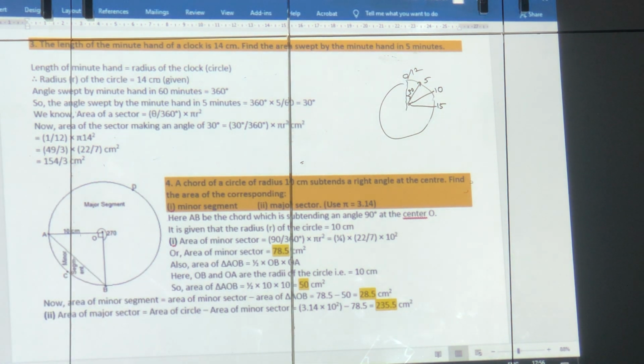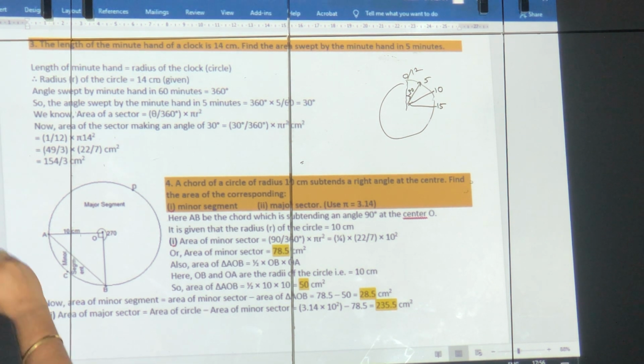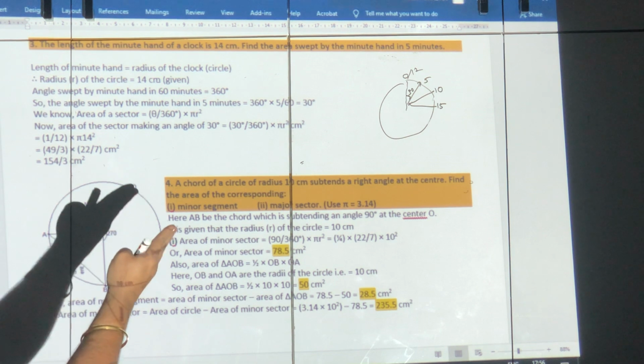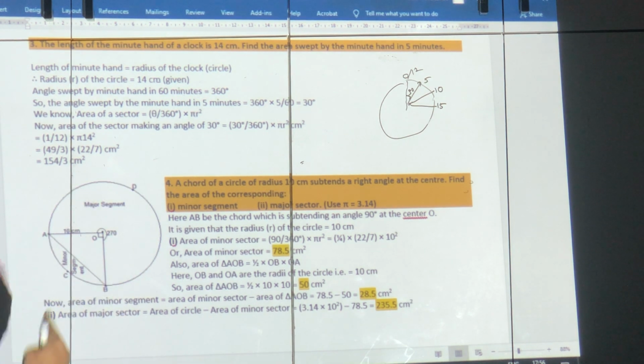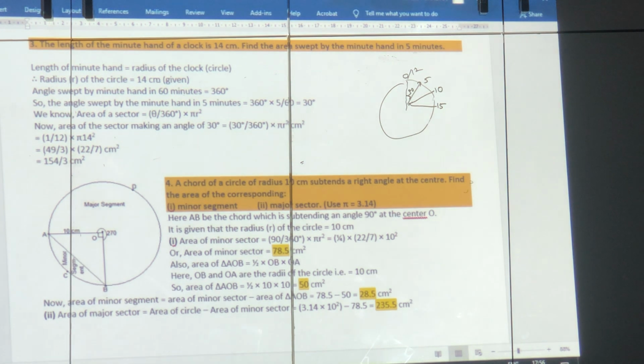So 30 degrees, I get it, and finding the area, part of the circle, 30 upon 360 into area of the circle, radius 14 is already given, my friends. That is why the sum is for 2 marks. You don't have to work more harder.